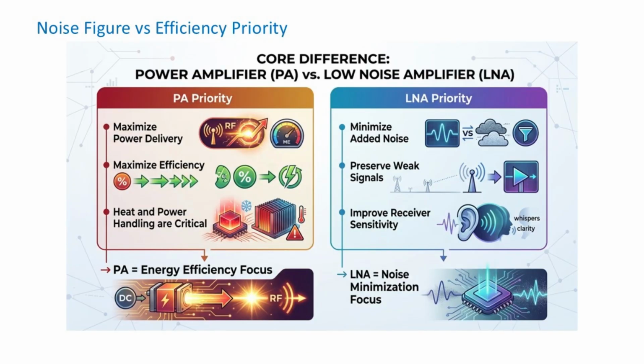To better understand why PA and LNA are designed so differently, we need to look at their core design priorities. For the power amplifier, the main goal is to maximize power delivery to the antenna while maintaining high efficiency. Since it operates at high power levels, heat generation and power handling become critical design constraints, so PA is essentially focused on energy efficiency. On the other hand, the low noise amplifier has a completely different focus. Its main priority is to minimize added noise, preserve very weak incoming signals, and improve receiver sensitivity. So, LNA is fundamentally about noise minimization.